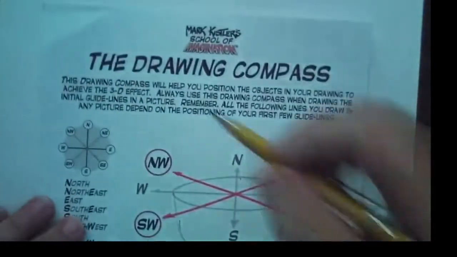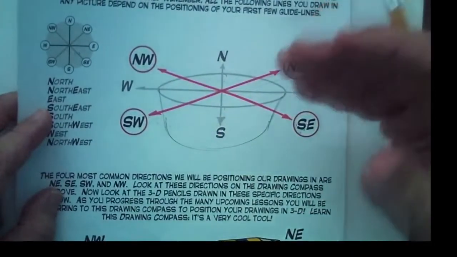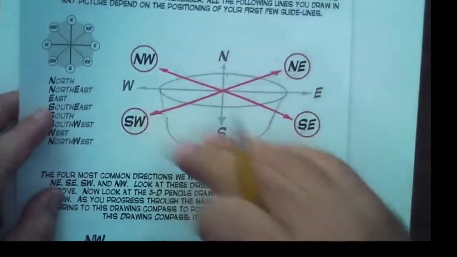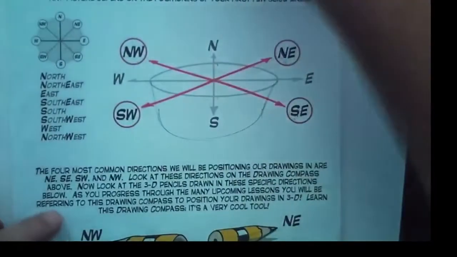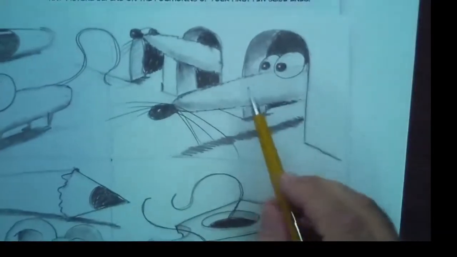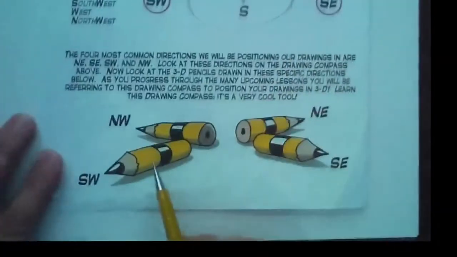At markkistlerlive.com on my Mr. Mark Mondays, we talk about the drawing compass, and these are the four positions that artists use to position their characters or objects in an environment that they're drawing. Today what we're using is this line right here, and we're going to have all the little mouse noses coming down here in direction southwest.